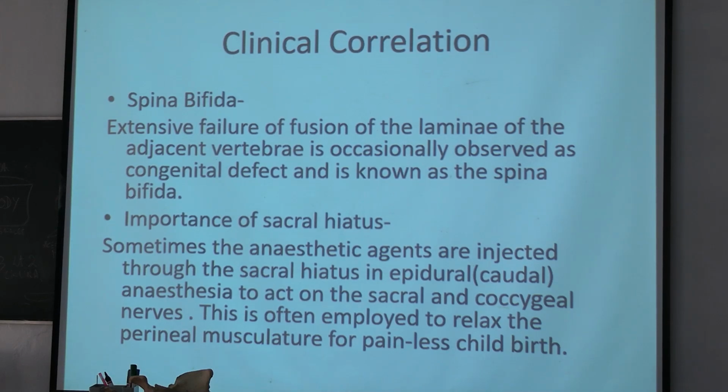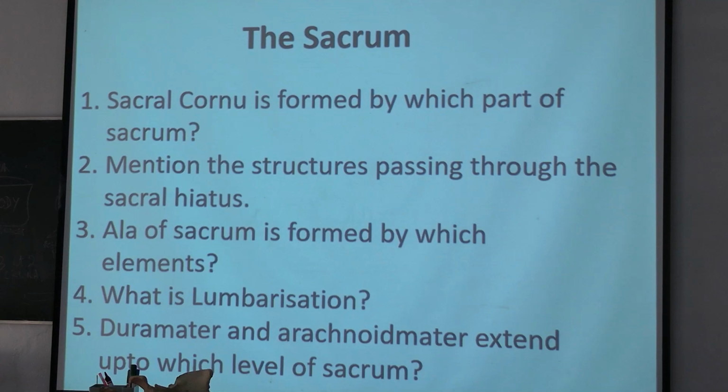That's why it is asked in your viva question, which structures are passing through the sacral hiatus. Those nerves you have to block, and where these nerves are supplying in the perineal region and some part of the inferior extremity. So these are some important questions.